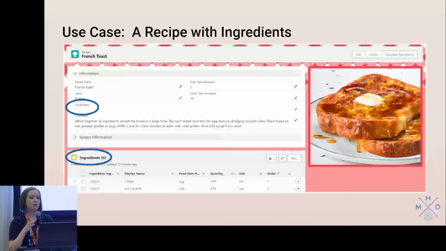So our goal with our flow that's going to have a loop in it is we want to get a list of all of our ingredients from that related list into one text area. So we want to concatenate all of those ingredients into one long list. And we'll separate them with semicolons so that it's more readable.